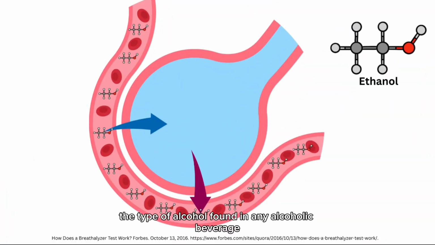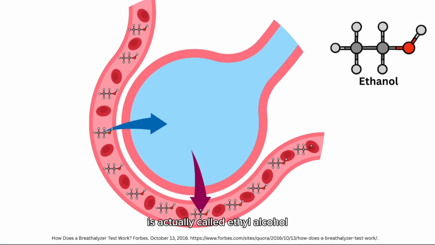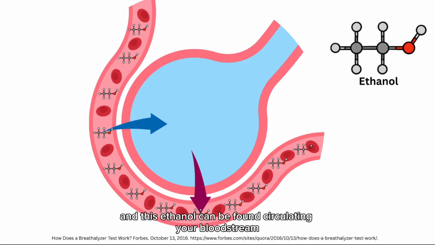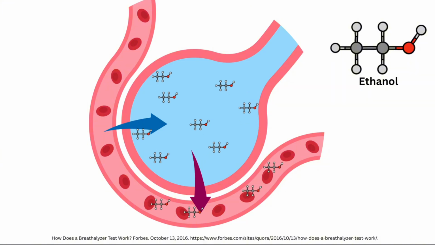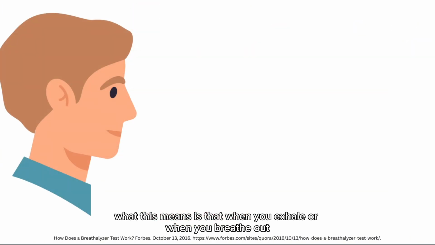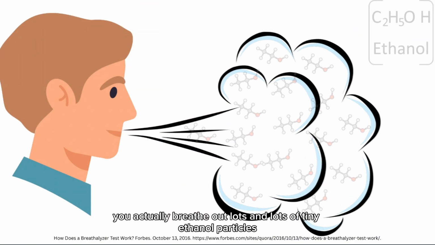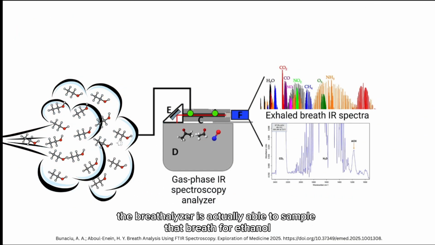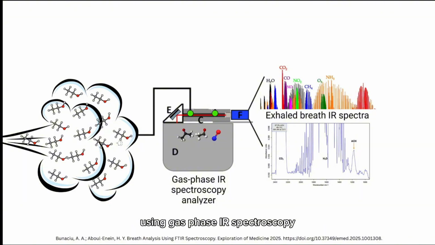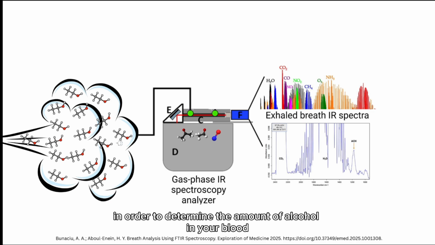So, the type of alcohol found in any alcoholic beverage is actually called ethyl alcohol, also known as ethanol. And this ethanol can be found circulating in your bloodstream. Now, since ethanol is highly volatile, meaning it evaporates readily, and since your body's warm, the ethanol in your bloodstream can actually evaporate and enter the alveoli in your lungs. What this means is that when you exhale, you actually breathe out lots and lots of tiny ethanol particles. So when you breathe into a breathalyzer, the breathalyzer is able to sample that breath for ethanol using gas phase IR spectroscopy. And it's able to use this technique in order to determine the amount of alcohol in your blood.